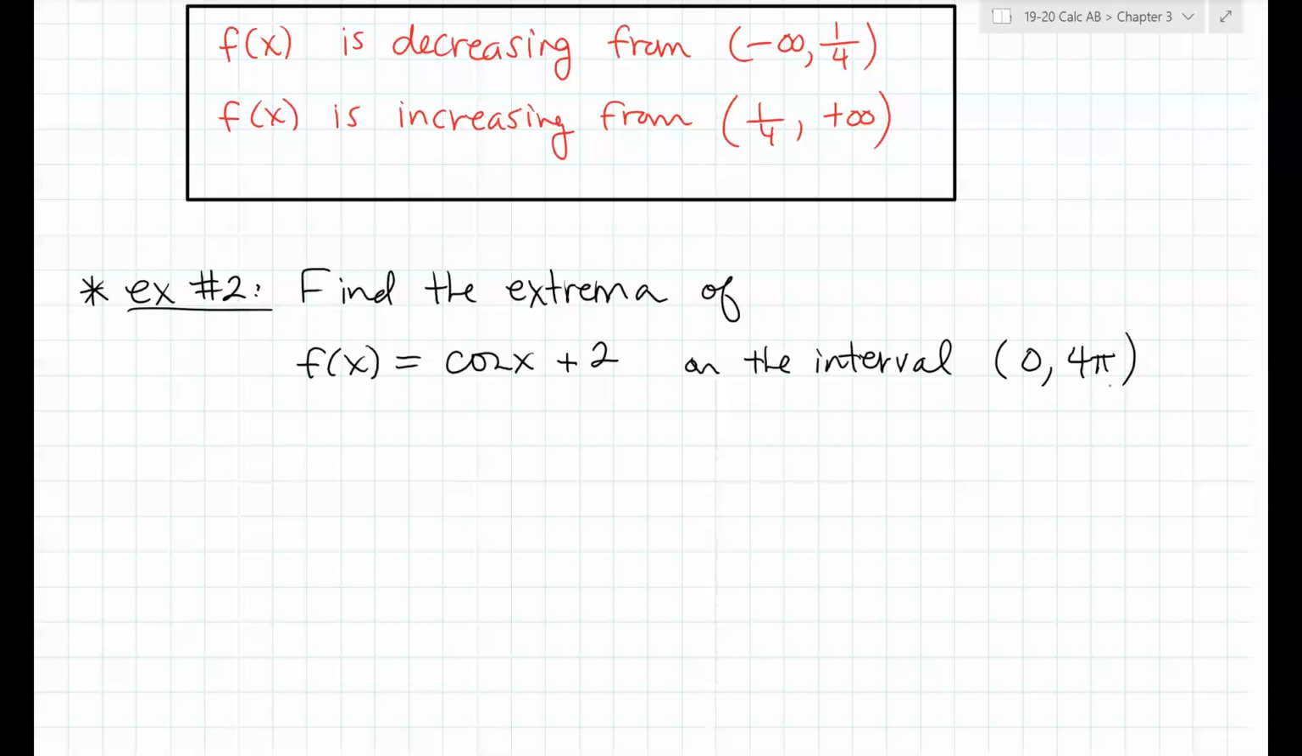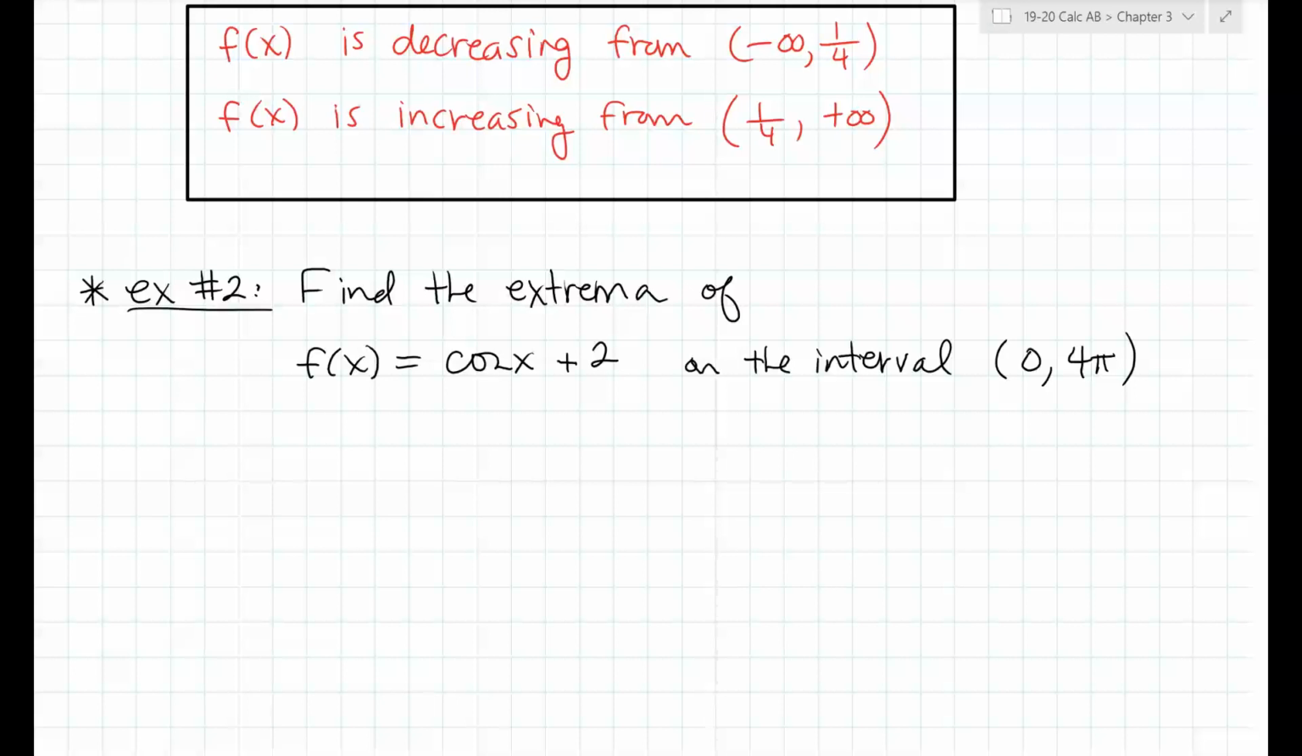Normally you check them if this side was closed and this side was closed. Then you would check 0 and 4 pi to see if those are extrema. But they're not. They're open. So since they're open, we can ignore them, okay? So pay close attention to that, all right? So let's do what we normally do.